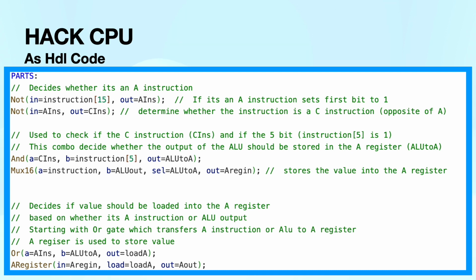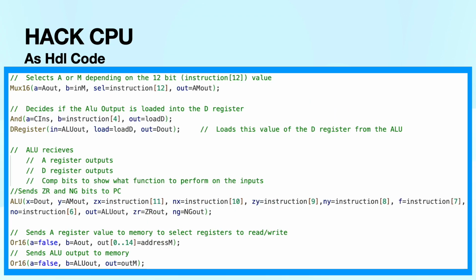The next bit decides if a value should be loaded into the A register based on whether it's an A instruction or an ALU output. So starting with an OR gate, which transfers an A instruction or ALU to the A register, and the A register is used to store the value. So we have an OR and an A register here. Okay, and then the next bit selects A or M depending on the 12-bit, which is the instruction 12 value. It uses a MUX16. The next bit decides if the ALU output is loaded into the D register. It uses an AND and a D register. The D register loads the value from the ALU chip.